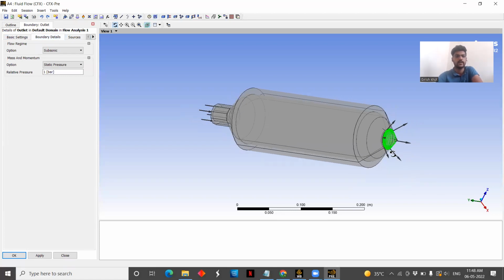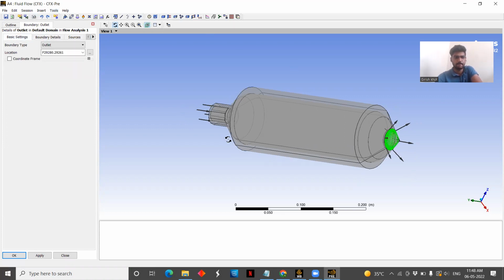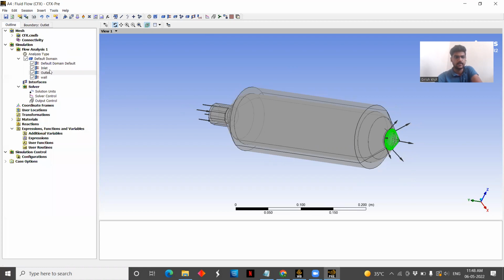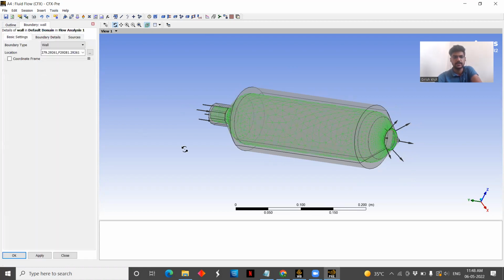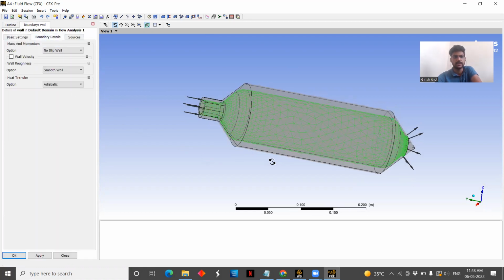So the pressure I have assigned here is 1 bar. That is our atmospheric pressure. Then after this, I have assigned this whole remaining system as a wall. Means this whole muffler, except the inner domain, the whole CAD of the muffler is wall.